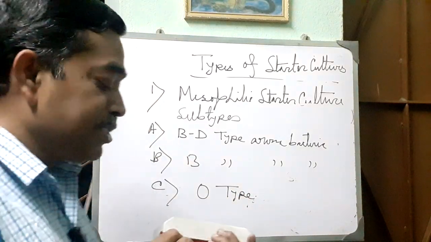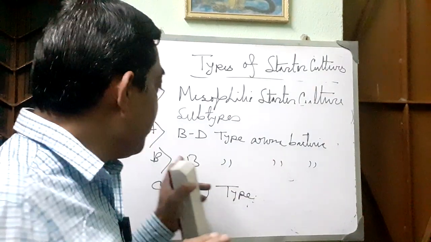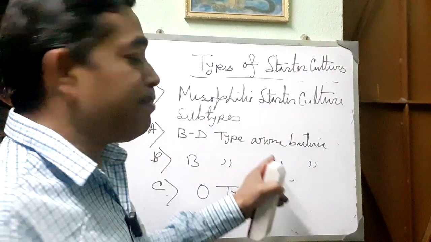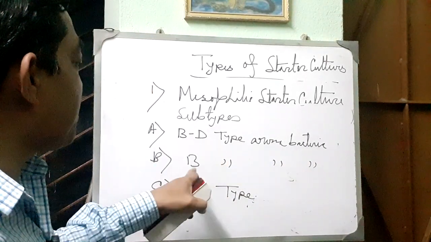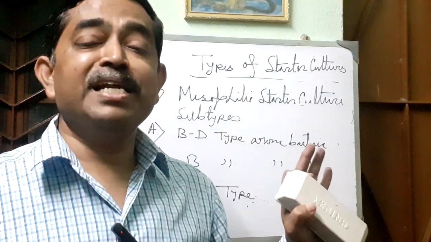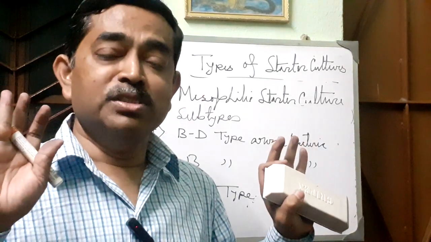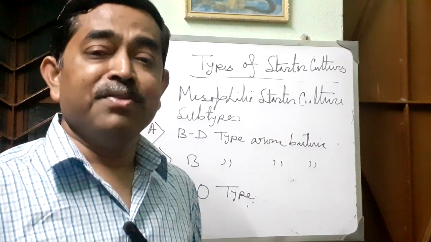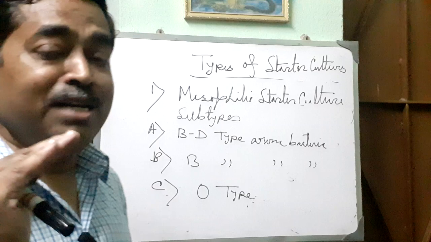BD type means B is Leuconostoc species, and D means Lactococcus lactis subspecies diacetylactis. Both are present in the BD type subtype of mesophilic starter culture. And B type means only the Leuconostoc species will be present, no diacetylactis. And O type means these two flavor aroma producing bacteria are totally absent. What are aroma producing bacteria generally doing? They have the ability to produce diacetyl from citrate.